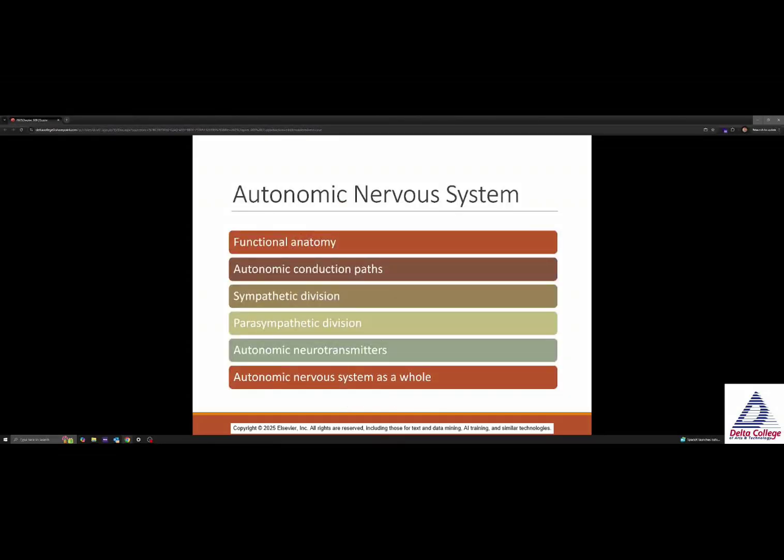So the autonomic nervous system. There's the functional anatomy part, there's the autonomic nervous system or conduction pathways. We're going to talk about the sympathetic division, the parasympathetic division, autonomic neurotransmitters, and the autonomic nervous system as a whole.